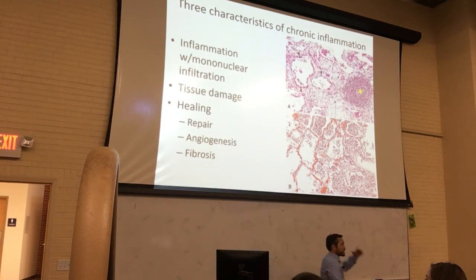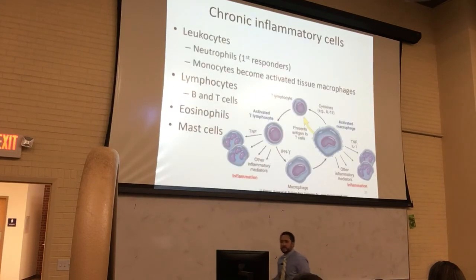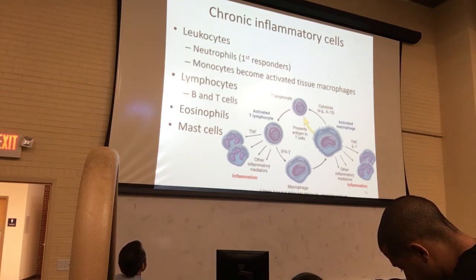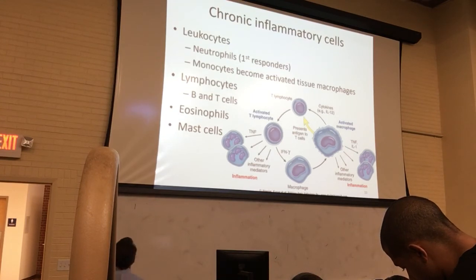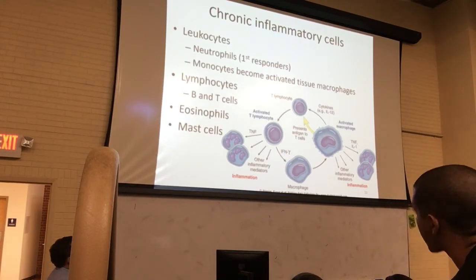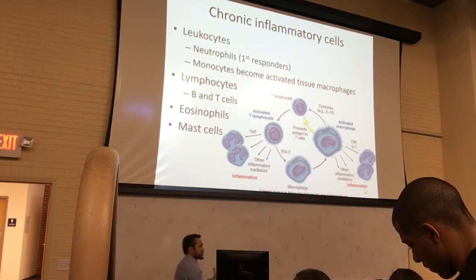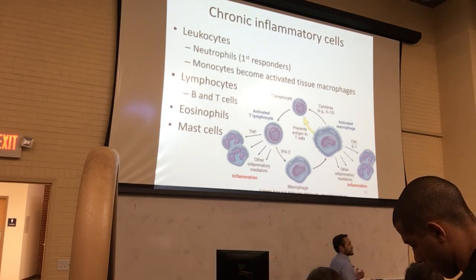So in characteristic chronic inflammation, we get mononuclear infiltration, tissue damage. We see evidence of cellular metaplasia. We see the healing response, limited repair, marked angiogenesis, and lots of scarring. So these inflammatory cells in the chronic phase, right? The neutrophils are the first responders. They come up and they dissipate. The monocytes are activated tissue macrophages. They stick around for a long period of time and they fuse. And as they fuse, I'm going to show you on the next slide, they become these foreign body giant cells.